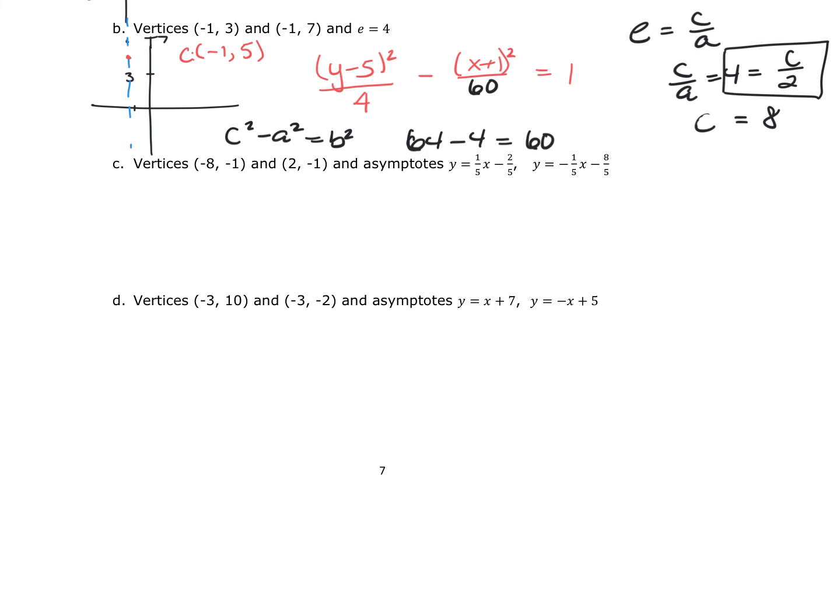Now we're going to look at the asymptotes. You're going to see some of this on your homework. You might even see it on the quiz or an assessment.